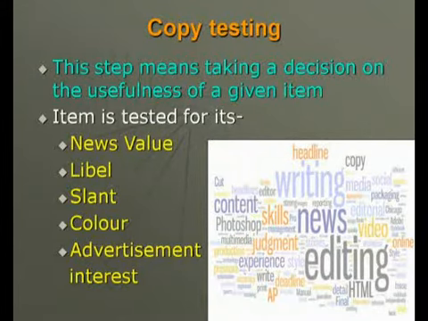So the step to be followed after this is copy testing. This means taking a decision on the usefulness of a given item. This stage of copy testing is reached when items have been received from different sources on the news desk. They have been sorted and sent to different directories as per the page. The schedule of use of such items as per the time available has been decided by the news desk or the in charge of the news desk, such as the news editor.